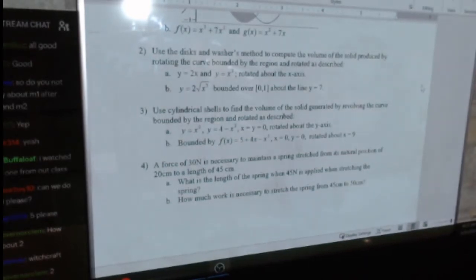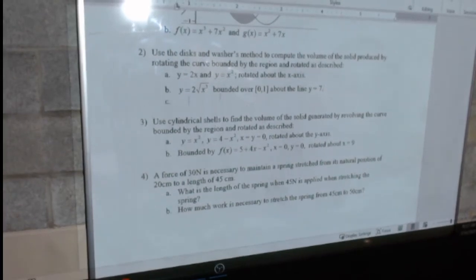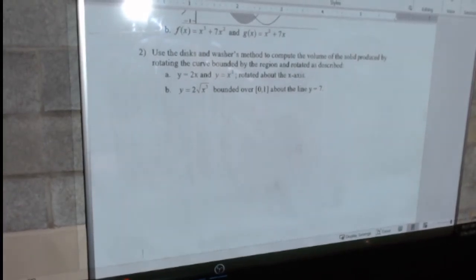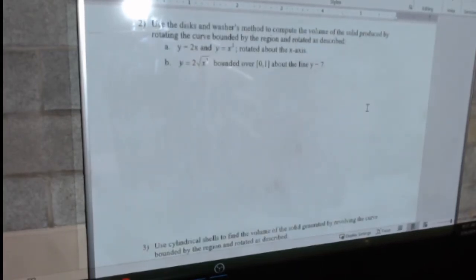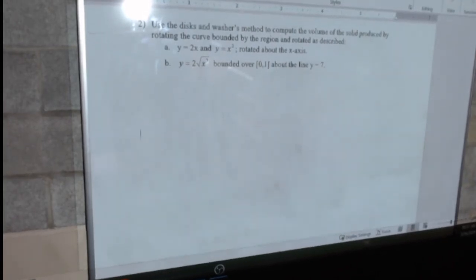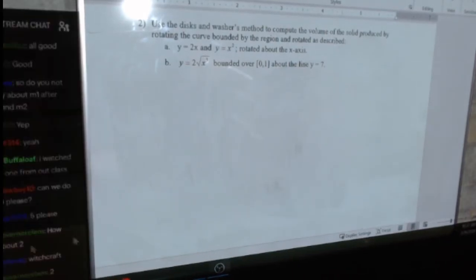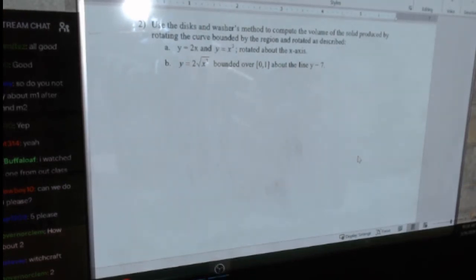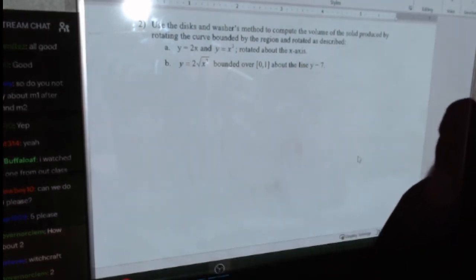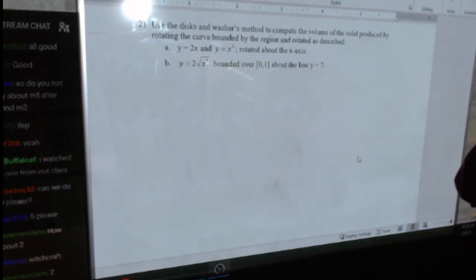So Clement is basically yelling at me on the chat to do number 2, so let me do one of those. All right. So use the disc or washer method to compute the volume.